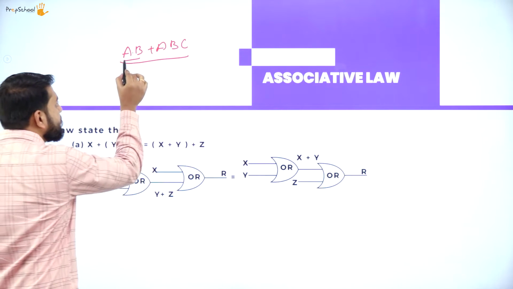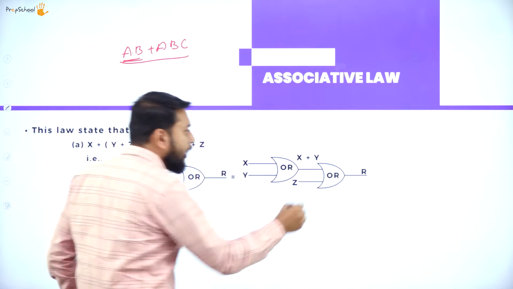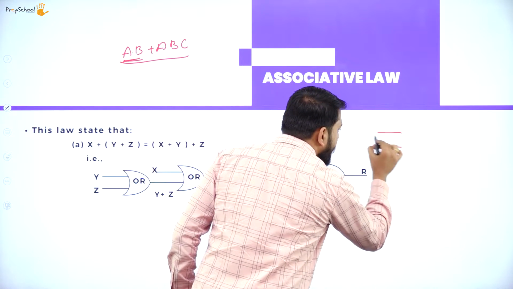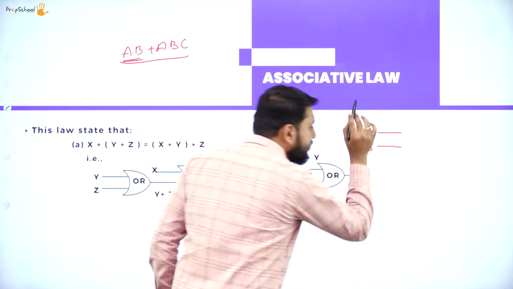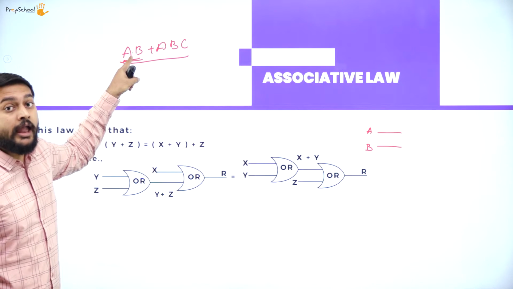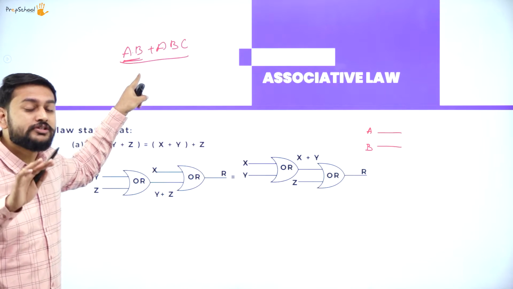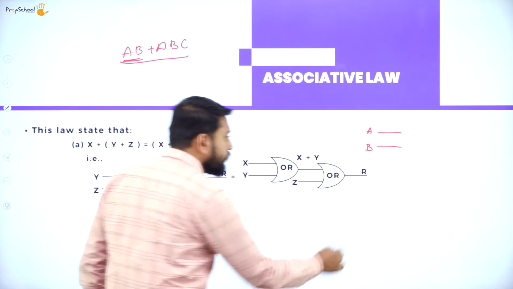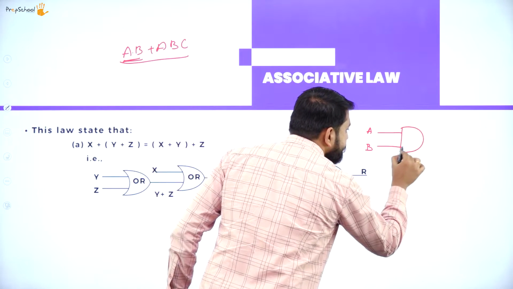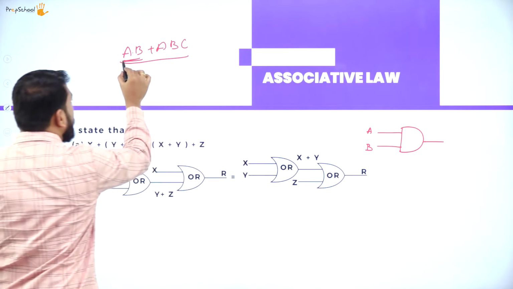So first, let me write for this. How do I write? I have to write two inputs. A, B, I have written. What is the operation that I have to write? I have to write the multiplication. Multiplication in the sense which gate? AND gate. So I will write the AND gate. Alright, so this part is done.